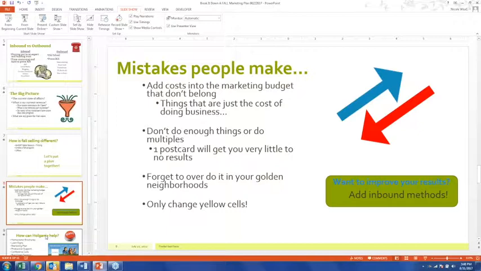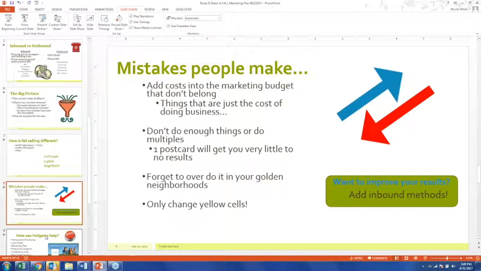People don't do enough things or they don't do multiples. One postcard's not going to get you much. One time in a golden neighborhood is not going to get you much. You're going to have to stay in front of everybody. Keep in mind that marketing machine, we are really overwhelmed with a lot of marketing and advertising in this day and age. So make sure you're not just seen once. Carry that same theme through. Don't change it multiple times. People need to see it consistently. You know the saying, people don't remember something until they've heard it eight times. Well, same thing goes here. People don't remember what you're putting in front of them until they've seen it eight times. So make sure you're doing something over and over again.